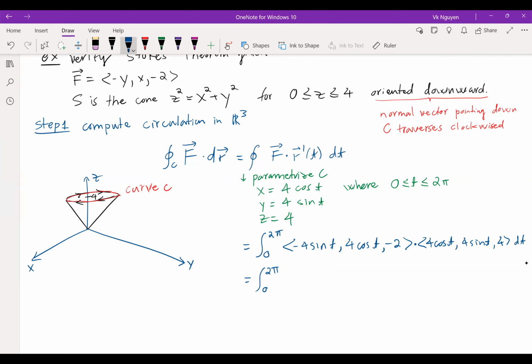So negative C is going to traverse counterclockwise. So you put a negative here. That's the negative right here. Yeah, this small detail here. Okay. Negative 16, oh yeah, this is all t. It is not all prime t. So r prime is the derivative of r: negative 4 sine t, 4 cosine t and 0.